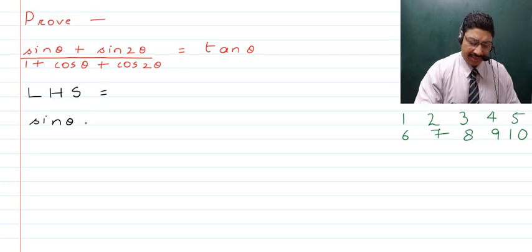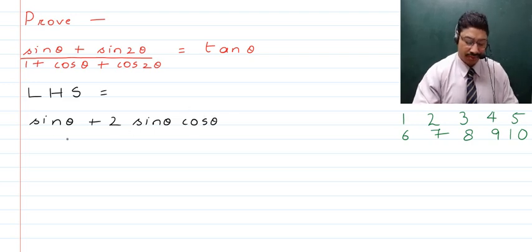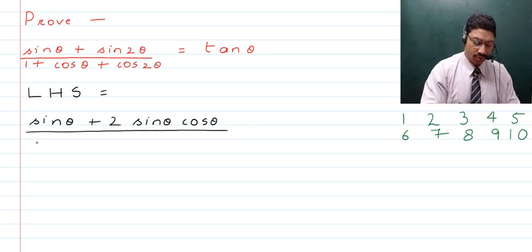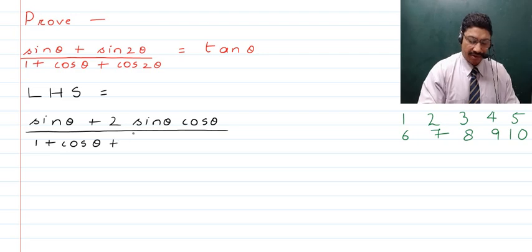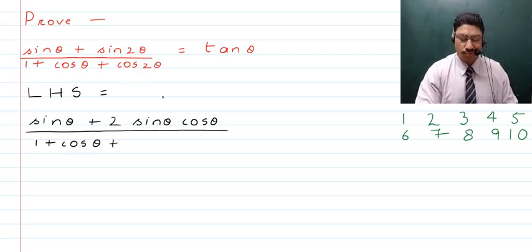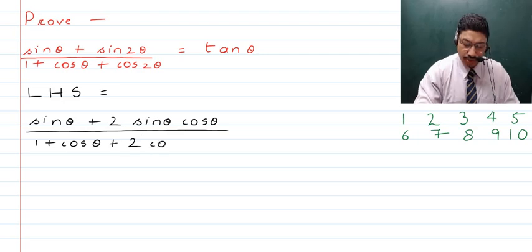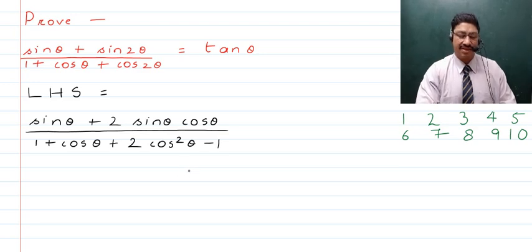However, for sine 2 theta, we've just learned a formula: 2 sine theta cos theta is going to be written in place of sine 2 theta. And then children, in the denominator we will write 1 plus cos theta as it is. However, if you talk about cos 2 theta, then we have a formula of cos 2 theta which can eliminate this extra 1, and that is 2 cos square theta minus 1. This is a formula that we can apply here.